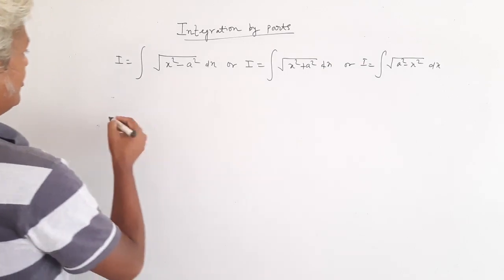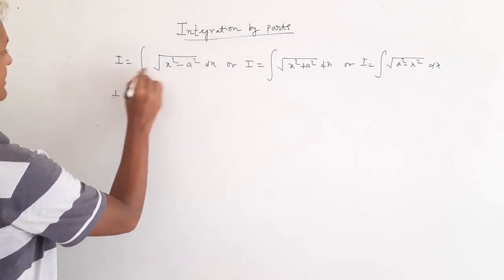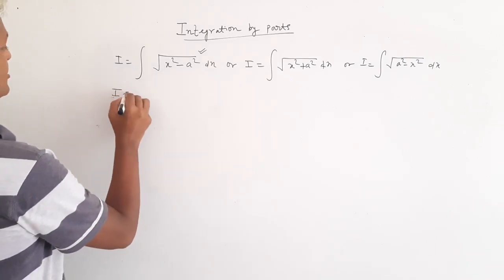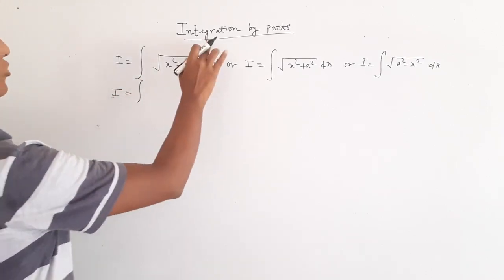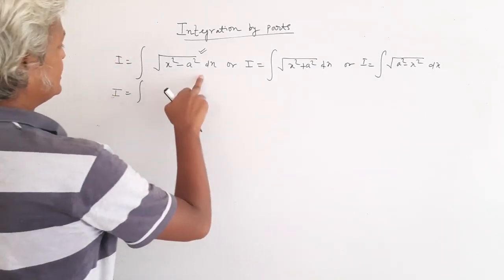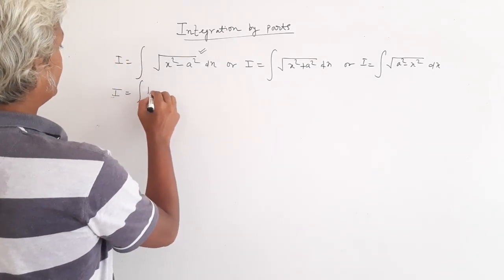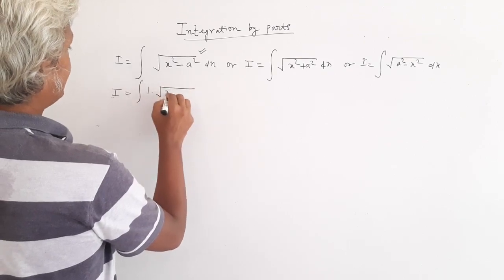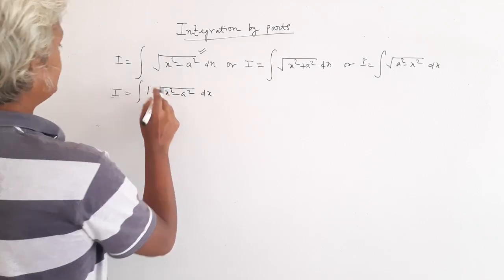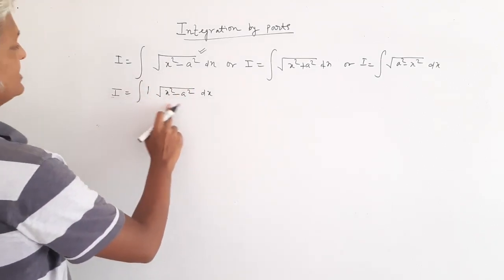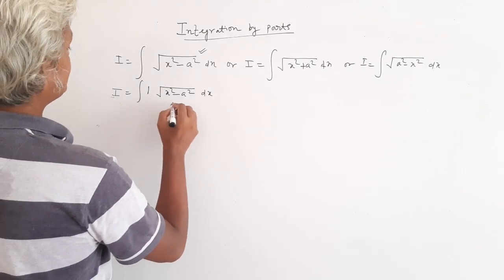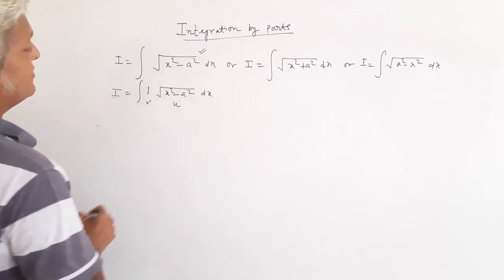So now I solve one. Let's start with this one. Because if you go by integration by parts, you need to have two functions, u and v. So this is my u, and v, I write 1. So this is under root x square minus a square dx. Since we do not know what will be the integration of this, but we know what is the differentiation of this, we will take this one as u and this one as v.